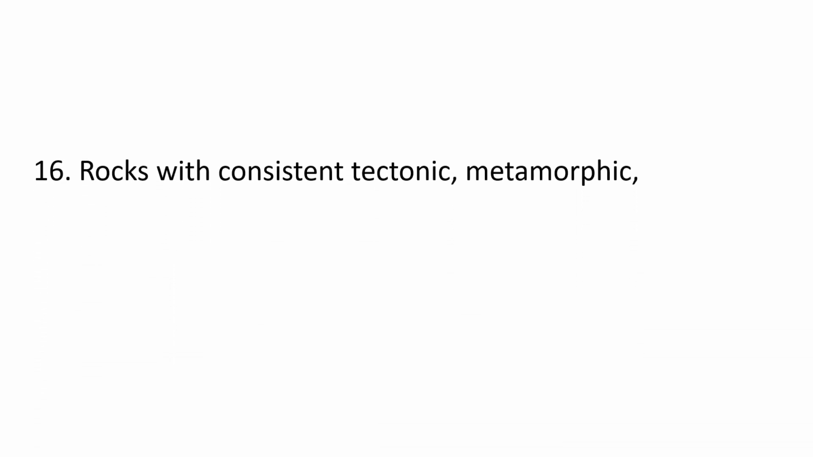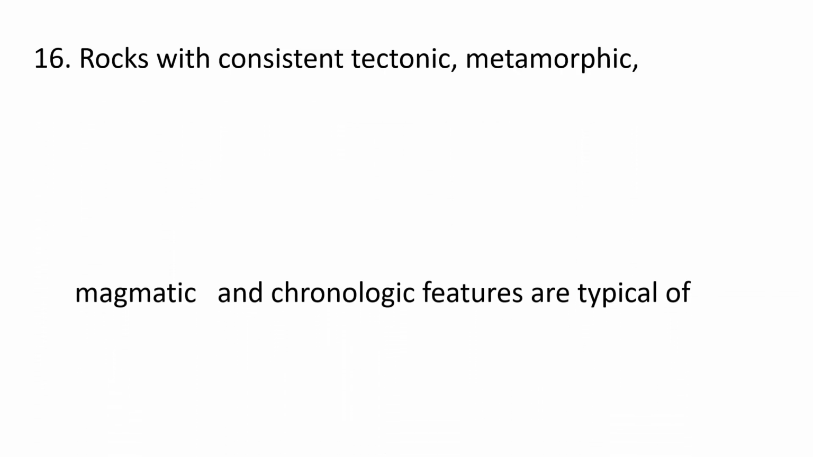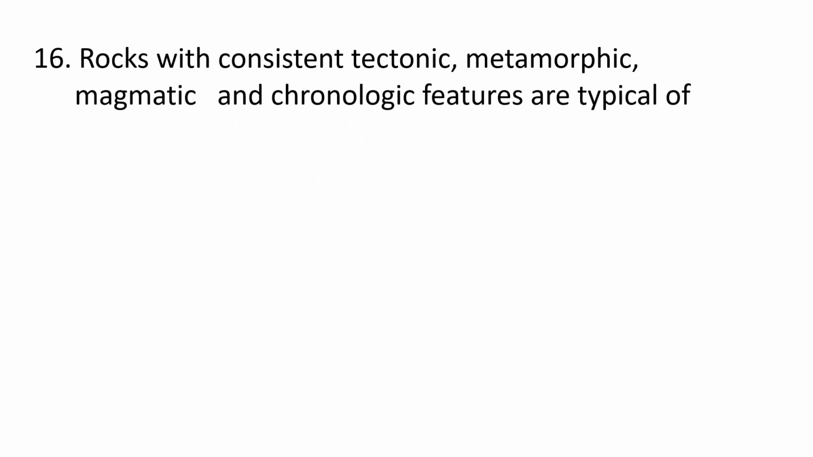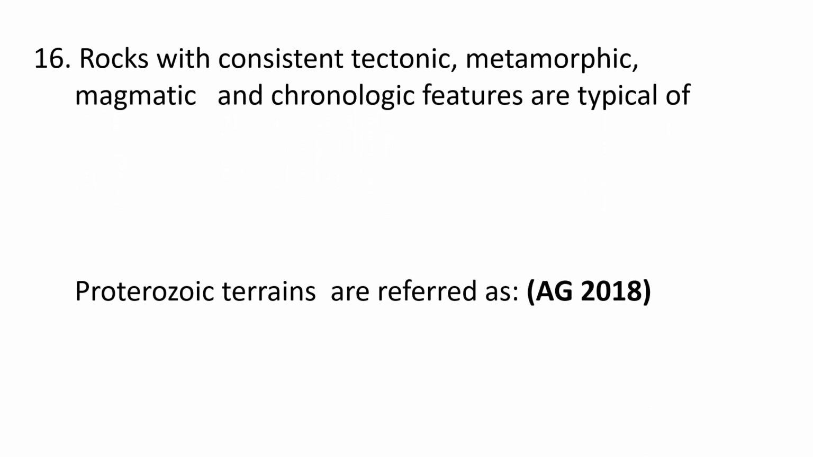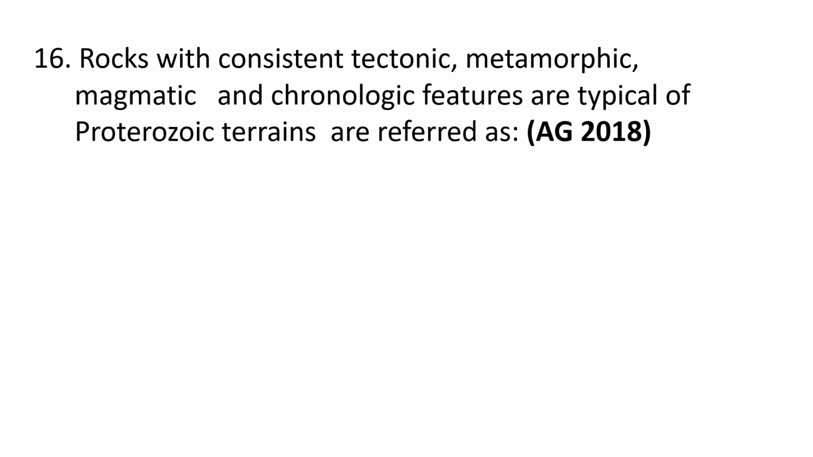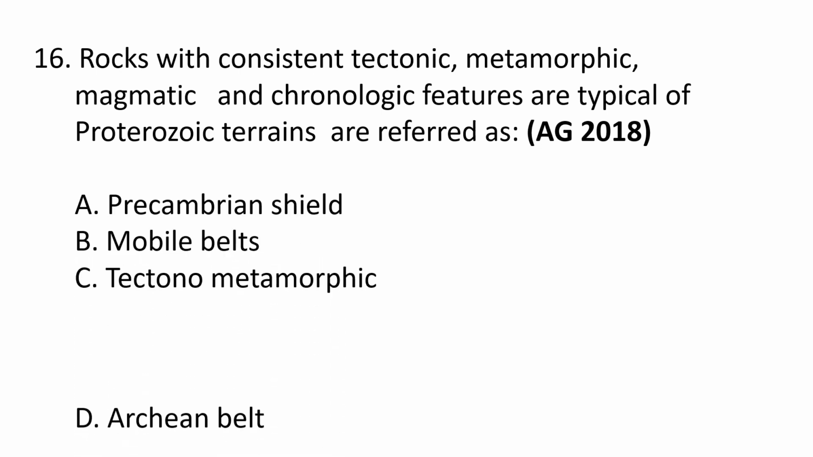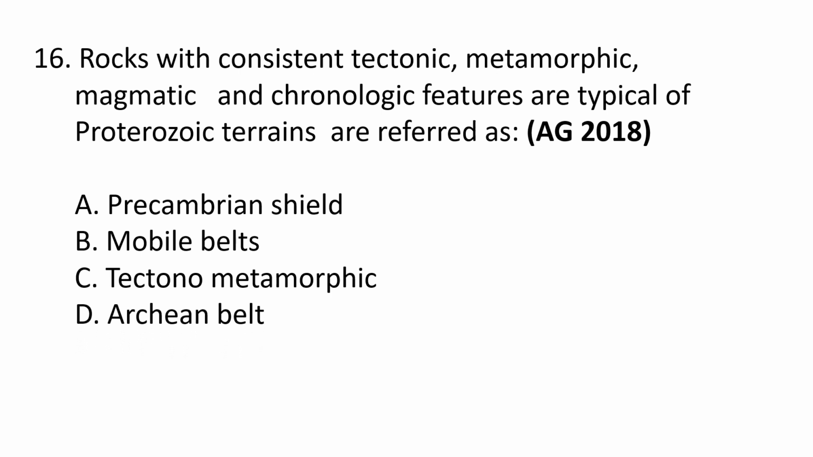Rocks with consistent tectonic, metamorphic, magmatic and chronological features are typical of Proterozoic terrains. These are referred to as. Choices are A. Precambrian shield, B. Mobile belt, C. Tectonomorphic, D. Archean belt. The correct answer is A. Precambrian shield. Here you can see the rocks with very stable nature, like tectonic, metamorphic, magmatic and chronological features, which are very identical for the Proterozoic terrains.